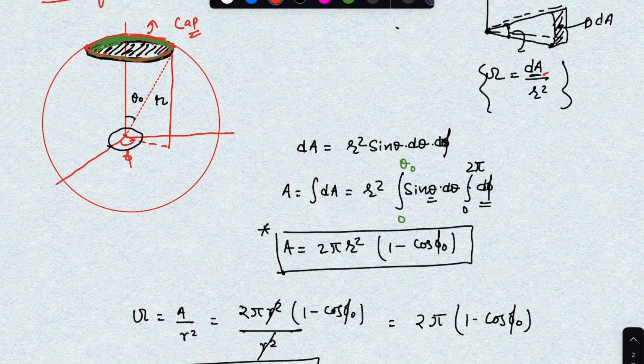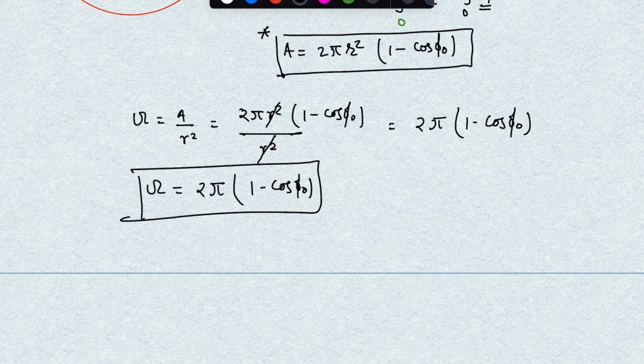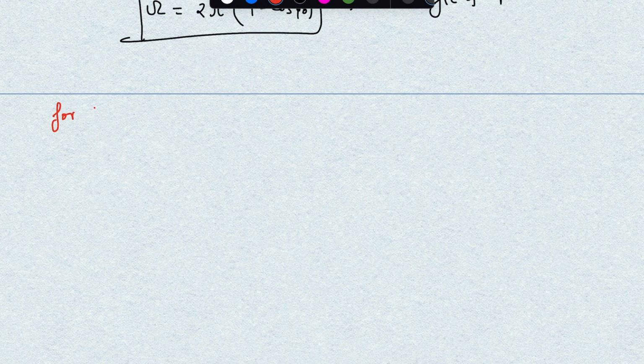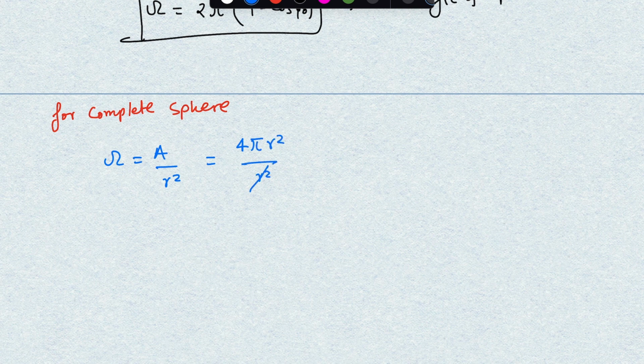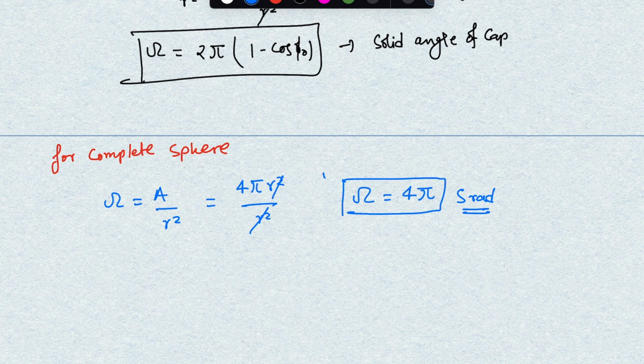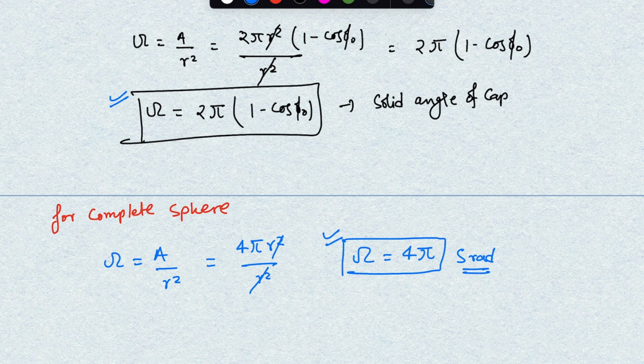One more thing you should keep in mind is the solid angle of the complete sphere. This is because of the cap, this is the solid angle of the cap. For the complete sphere, we'll say the solid angle is A divided by r squared. And what is the surface area of the complete sphere? That is 4 pi r squared divided by r squared. So that is why the solid angle becomes 4 pi. And the unit you already know, it is steradian. So this is the solid angle for the complete sphere, and this is the solid angle for this cap.